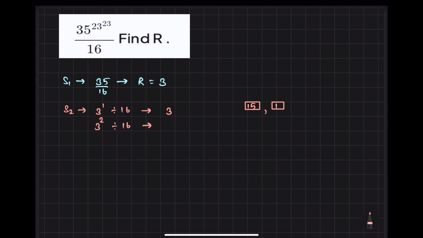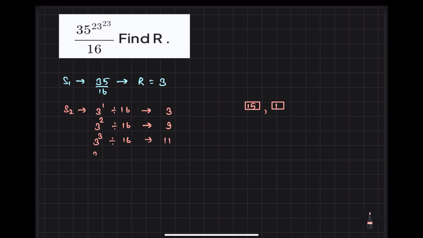Now 3 power 2 is 9. Okay, 3 power 3. So 3 power 3 is what? 27. Okay, so if you will divide 27 by 16, you will get remainder as 11, because 16 and 10, 26 and then 1, 11.